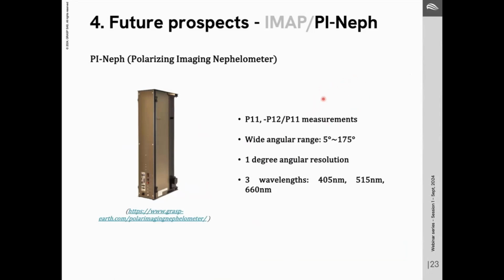This instrument offers a wide angular range from 5 degrees to 175 degrees with a 1 degree angular resolution. If we think of the integrated nephelometer as a bicycle that can meet our basic need, it's simple, reliable, and gets you from point A to point B. And IMAP maybe it's more like a car that provides you more advanced features and comfort. And PiNeph then is more like a Rolls Royce. It's much more powerful, advanced, and requiring specialized maintenance.